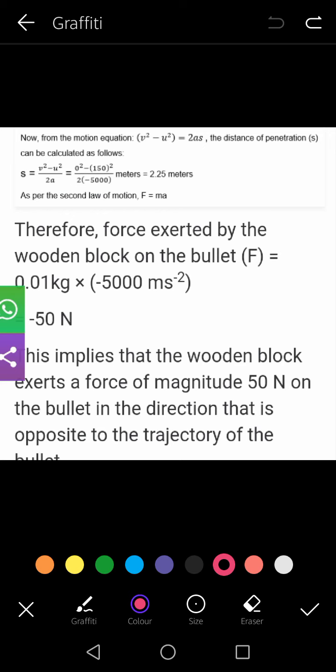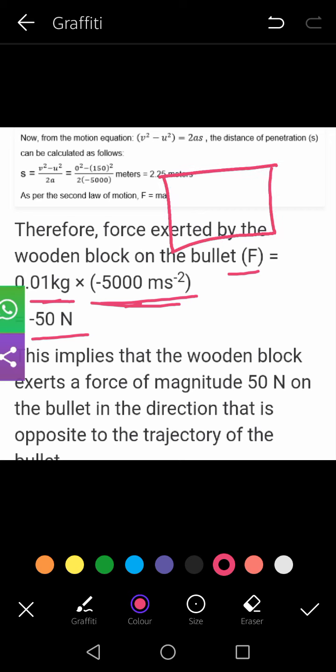After that, force you have to find out. To get the force, we have the formula F equals m into a. Acceleration we have already calculated, mass we know, you multiply, the value comes as minus 50 Newton. Why minus? Because when the bullet is entering the wooden block, since it is getting stopped, that means some opposing force is applied on the bullet to stop it. That is why the force is minus.